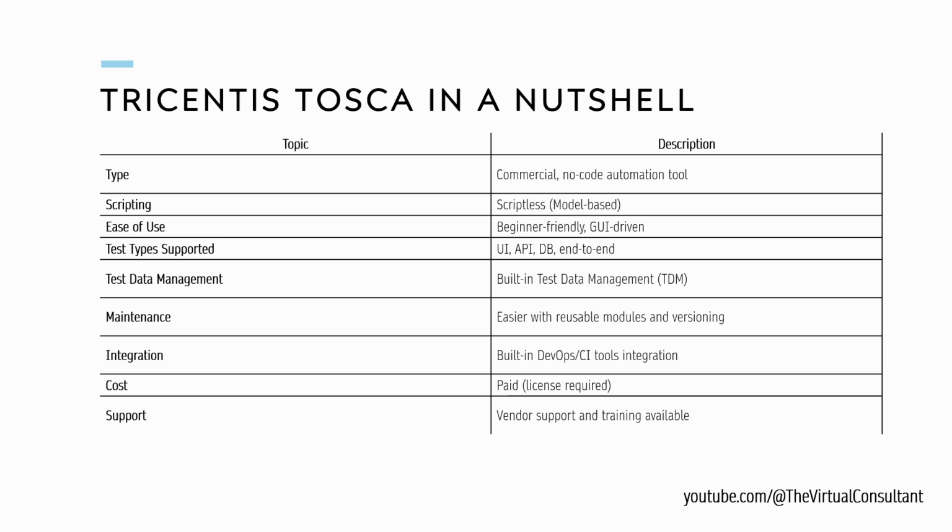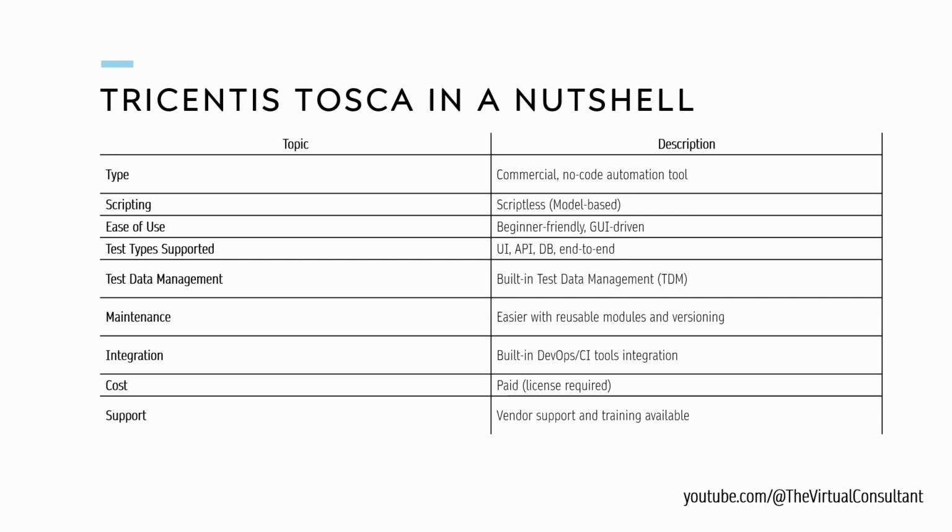Now let's try to understand the Tricentis TOSCA platform in a nutshell. This table will provide you all the information that you need to understand this platform. So, if you talk about type, it is a commercial platform and it's a no-code automation tool. When I say commercial, I mean it's paid. Next one, scripting. This is a scriptless automation tool. It's model-based. Again, we'll look into the model-based approach in the subsequent lectures.